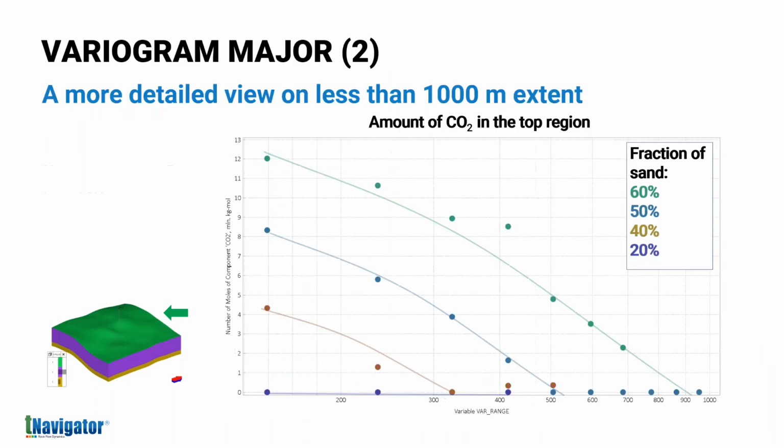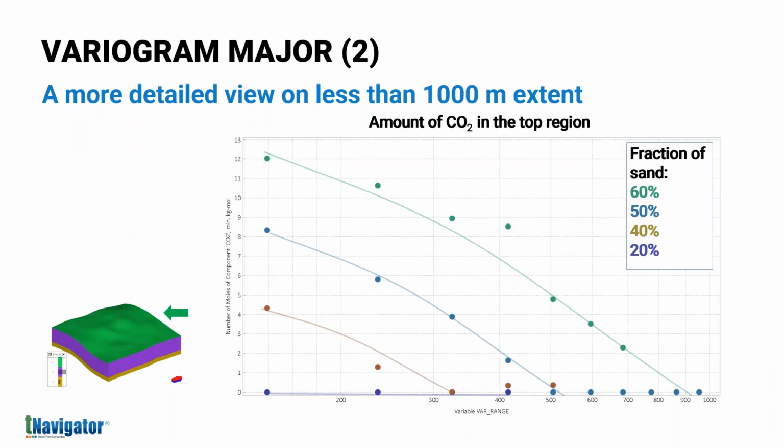So if we zoom in here a little bit, we see a very nice correlation. In green are the variants with 60% sand fraction. In blue is 50%, and it keeps going down from there to 40 and 20%. The first thing to notice is that, of course, what we've seen before, as we increase the sand fraction, we have more CO2 observed in the top layer.